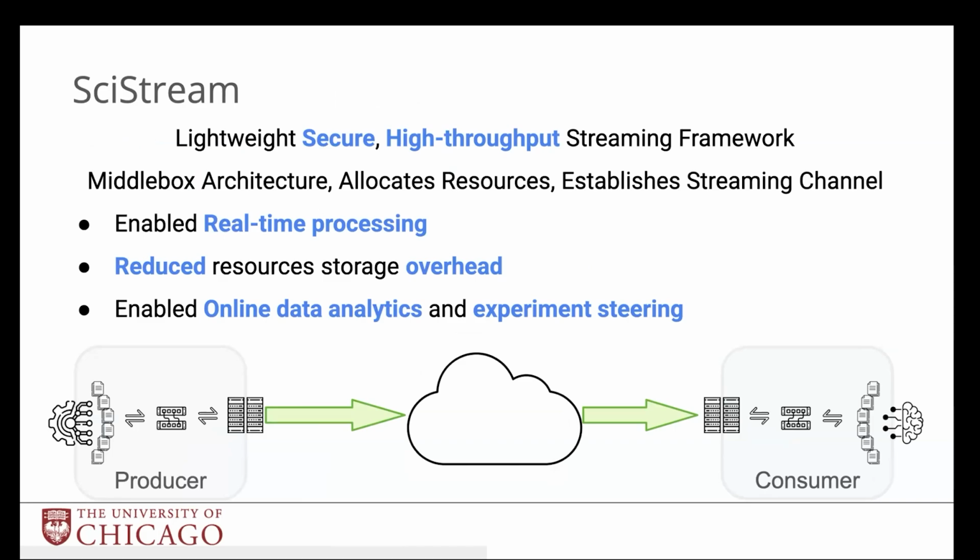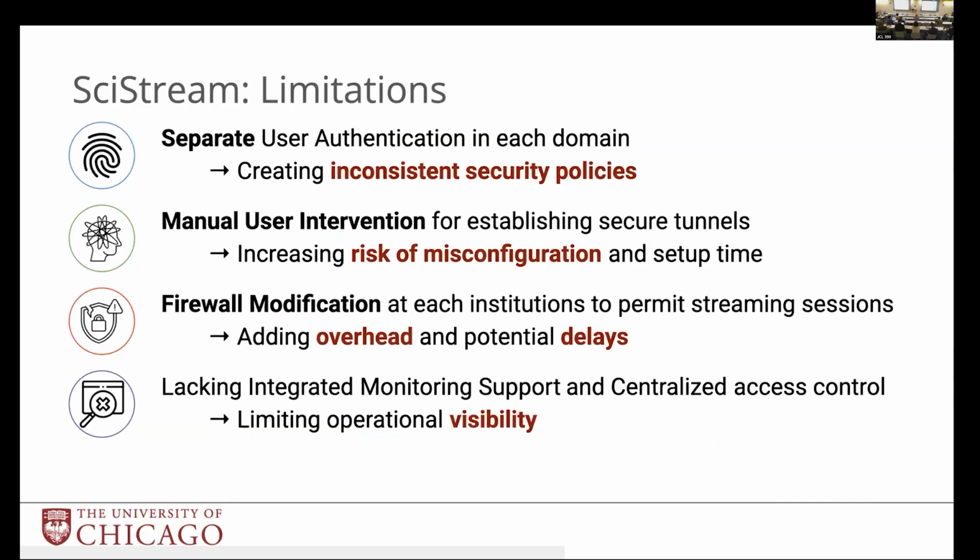One of the prior works, which our project is based on, is called SciStream. It's a lightweight, secure, high throughput streaming framework with a middle box architecture, which establishes gateway nodes on the science DMZs and establishes streaming channels between different facilities. It provides real-time processing, reduces the overhead, and overcomes all the challenges that I talked about in the previous slide. But SciStream has some limitations.